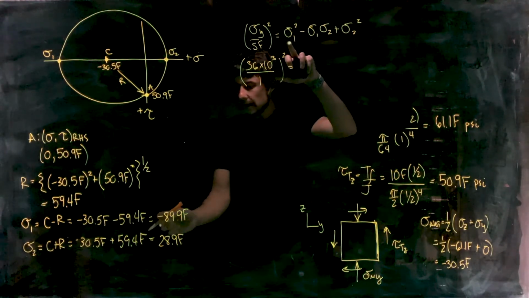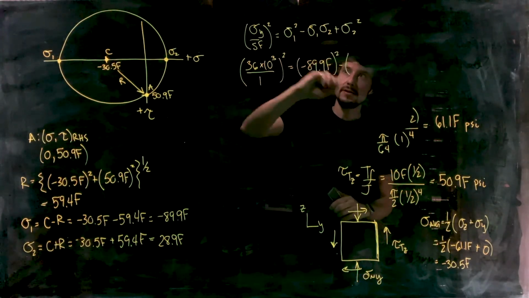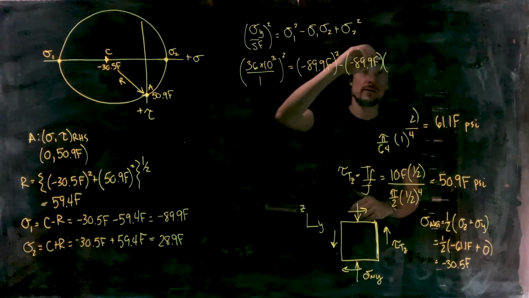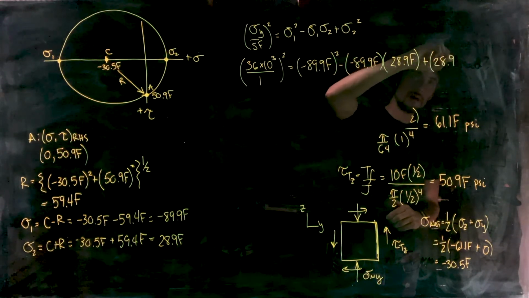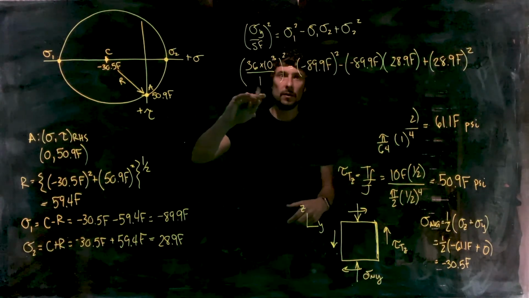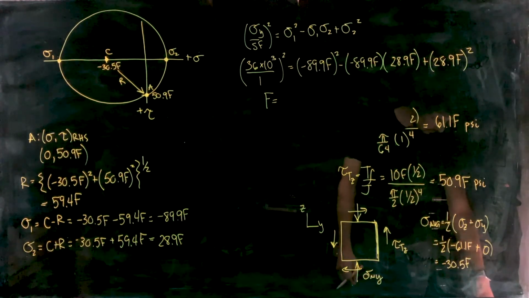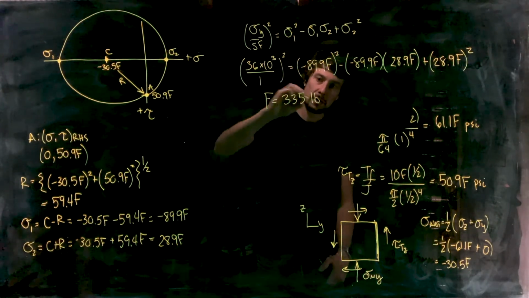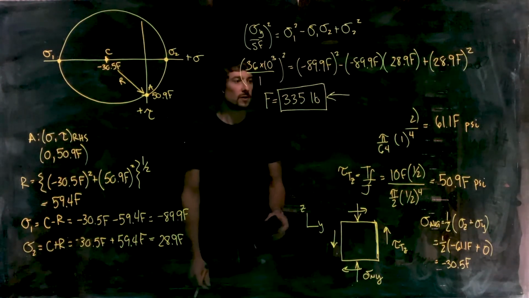Sigma 1, we've got minus 89.9 F. Square that, minus sigma 1, minus 89.9 F, multiplied by sigma 2, 28.9 F, plus the second principal stress, 28.9. Let's not forget our F in there, and square that. Solve that for F, and we get 335 pounds. That's the maximum you'd be able to apply before yielding that bolt.